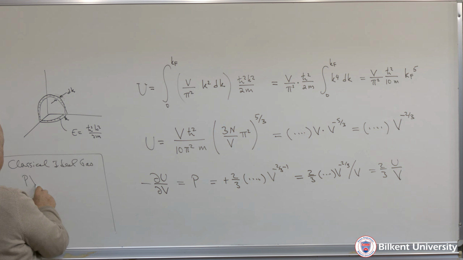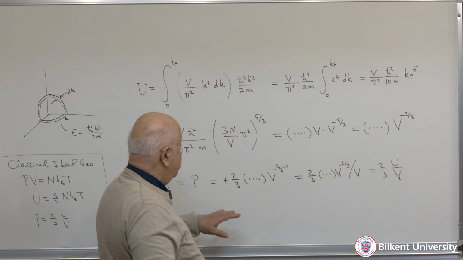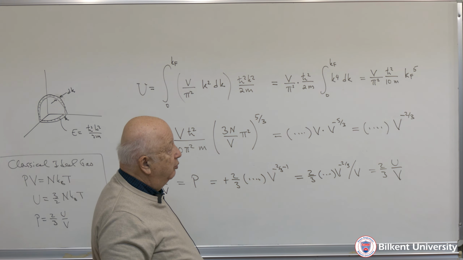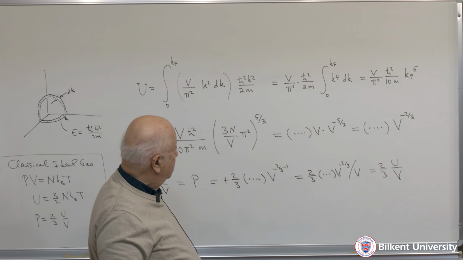So we have PV equals N k_B T, right? And U is equal to 3/2 N k_B T. So you can see that the pressure is going to be 2/3 U over V. So it's going to be exactly the same thing. In fact, even at finite temperatures, this still holds, not only for fermions, also for bosons. So this is something quite standard for the ideal gases, non-interacting particles.